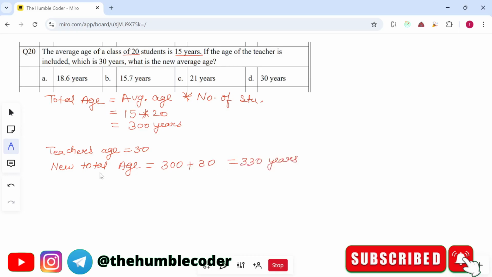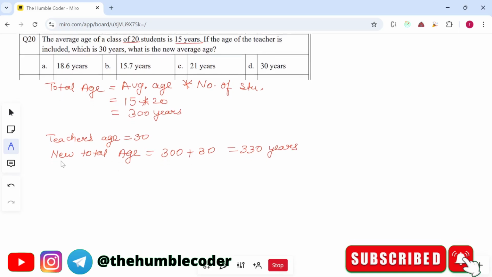Now since we have the new total age, we can find out the new average also. So let's try to find the new average. The new average is equal to the new total age divided by the total number of people. This is how we find averages, right?